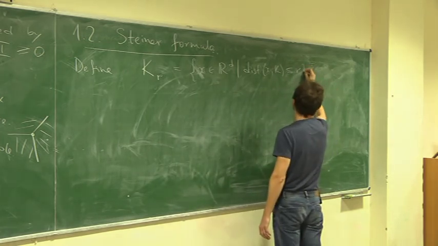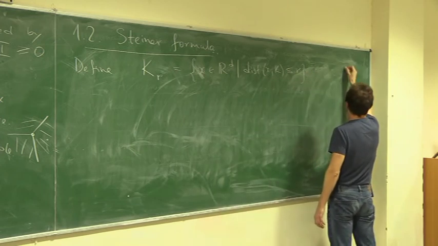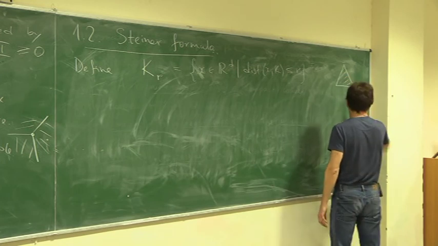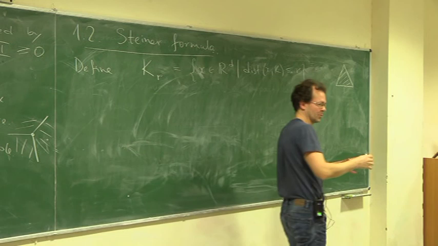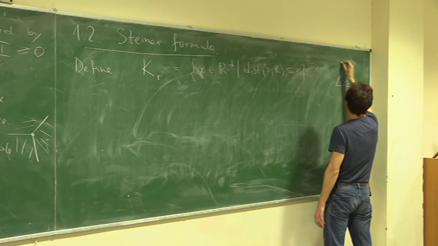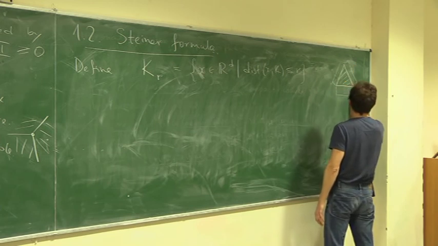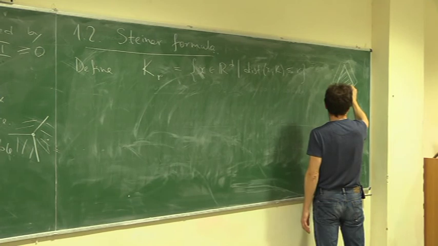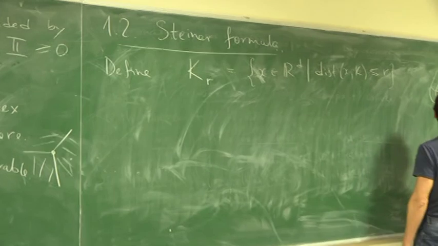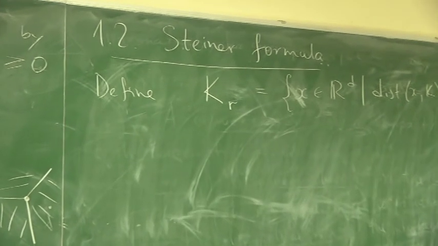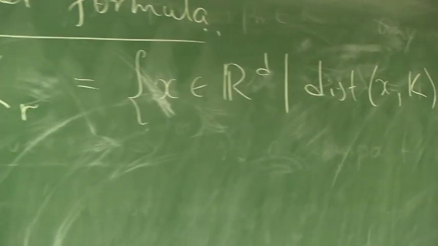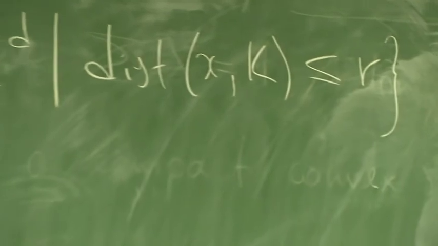For example, if I take a triangle in the plane, so d is equal to 2, then this is our neighborhood of the triangle. There are these strips along the edges of height r, and there are also circular sectors. So these are the points for which the closest point is one of the vertices. So this body with piecewise smooth boundary is the r-neighborhood.